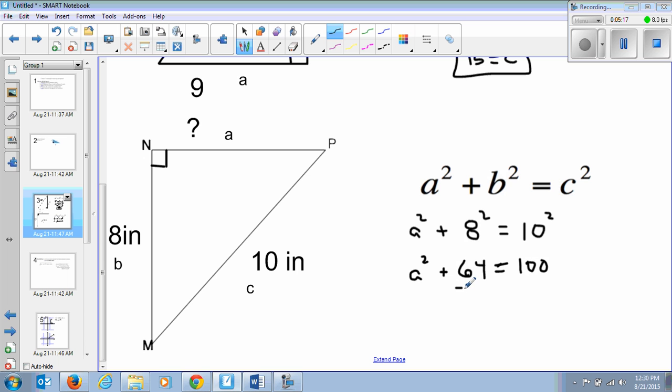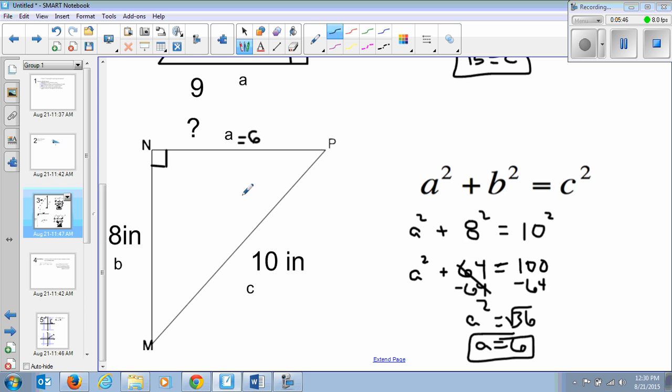This leaves me, well, that's eliminated. 100 minus 64 is going to leave me with a squared equals 36. You should know what the square root of 36 is. Remember, we're going to square root this number. The square root of 36 is 6. So in this case, our shortest side, our a, ended up equaling 6.